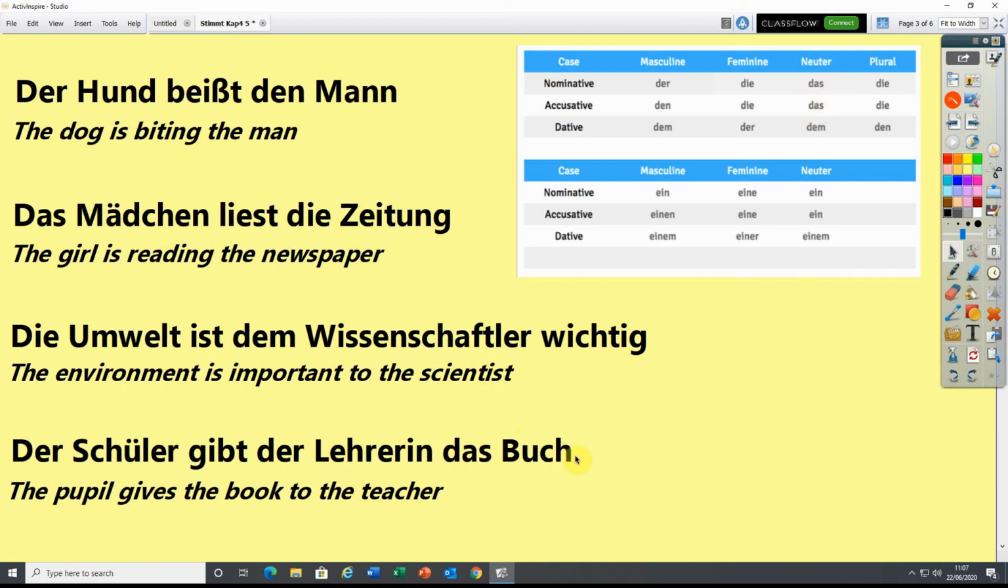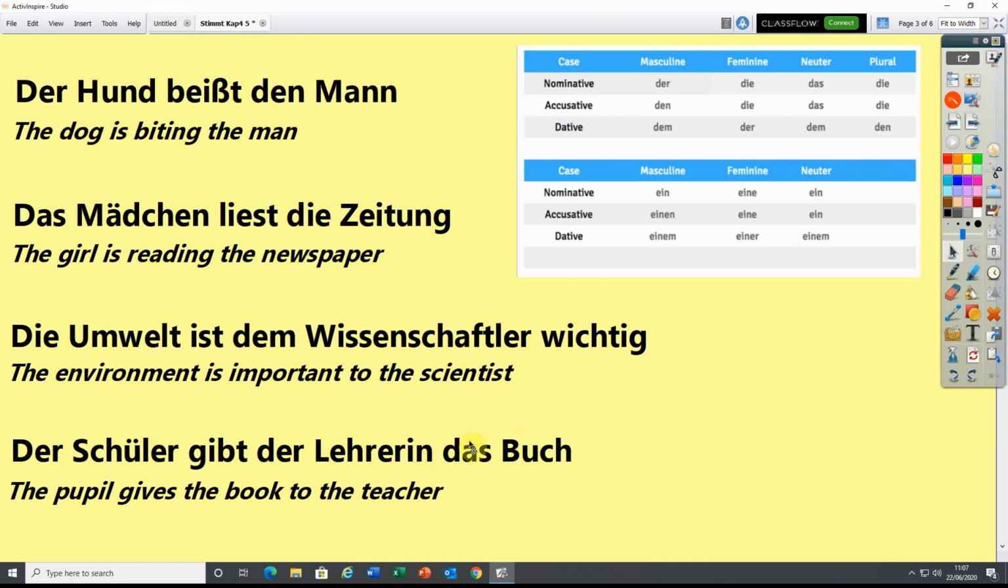That's what he's giving. But we've also got here, to the teacher, der Lehrerin. It is the feminine dative case, because this is a female teacher, and that is the person to whom the book is being given. So I've got the pupil, nominative case, gives the book, accusative case, to the teacher, dative case. Just so happens in the German word order, in this instance, the dative has to come before the accusative. Der Schüler gibt der Lehrerin das Buch. Okay, the pupil gives the book to the teacher.